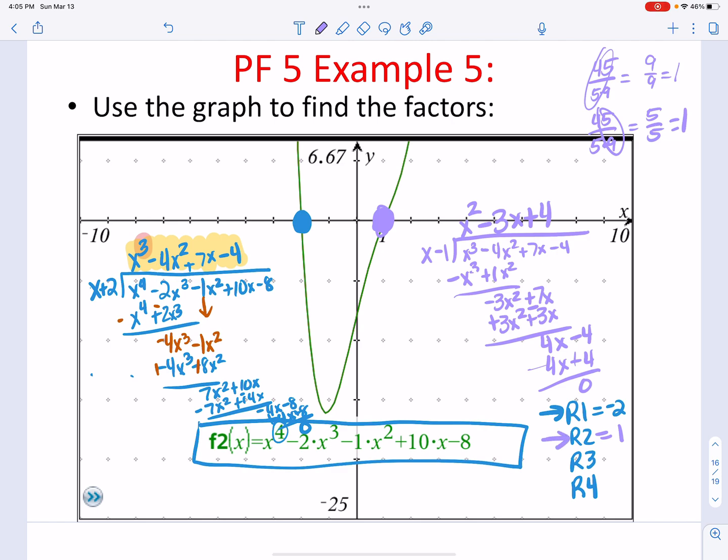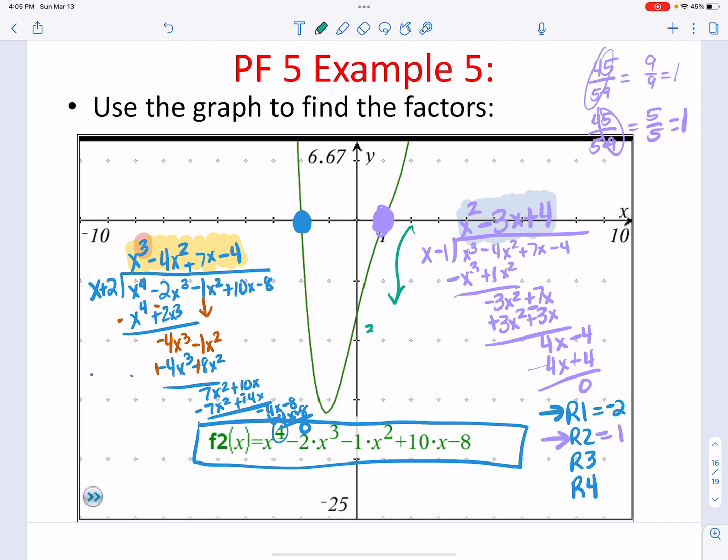Okay, so now I've divided by this, and now if you look, we have this left over, x squared minus 3x plus 4. It's not factorable. I know it's not factorable because if I look at the graph, it doesn't hit. But I could complete the square or use the quadratic formula. I'm going to go ahead right here and just use the quadratic formula.